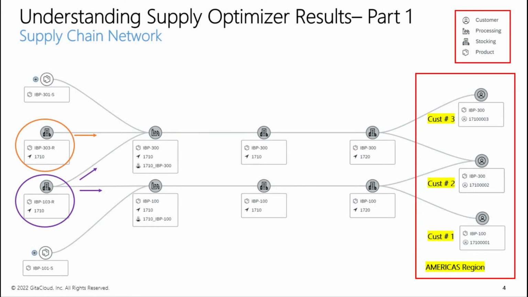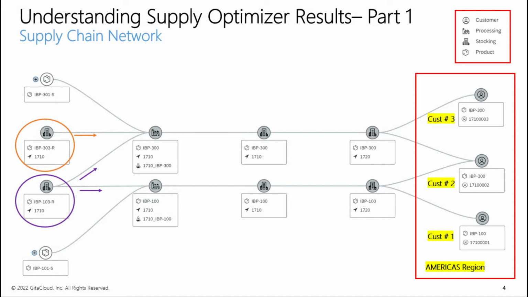Let's orient ourselves with the supply network used in this example. We will focus on two finished goods, IBP 100 and IBP 300, sold to 3 customers in the Americas region. Distribution Center 1720 serves all these customers. Plant 1710 supplies product to this DC 1720.